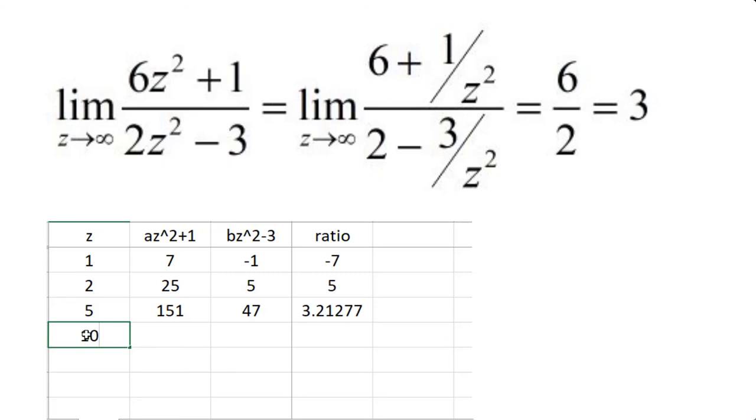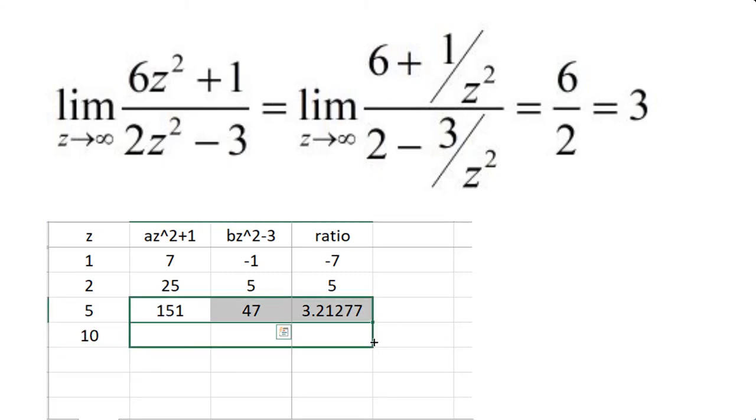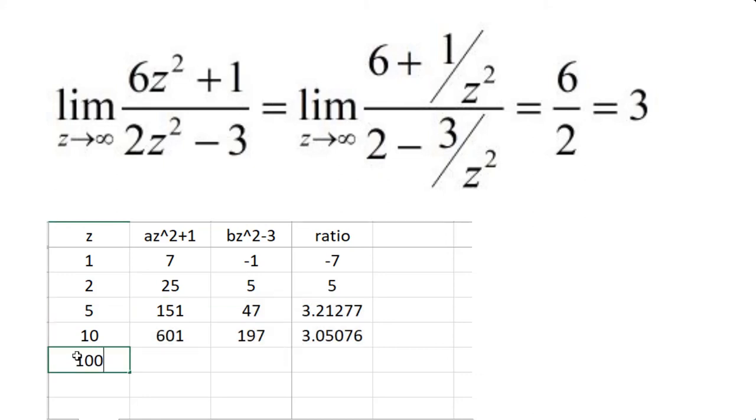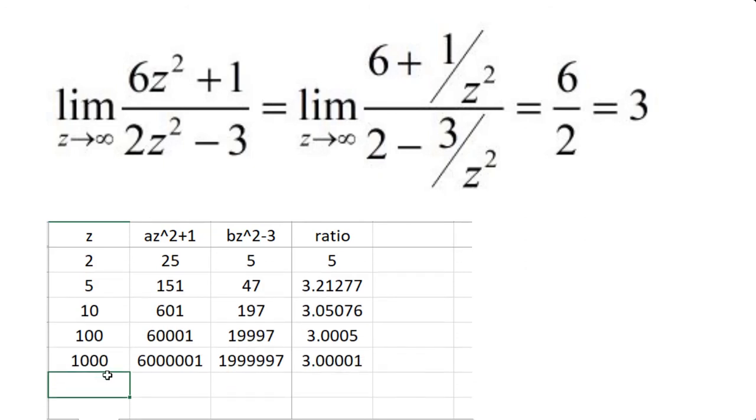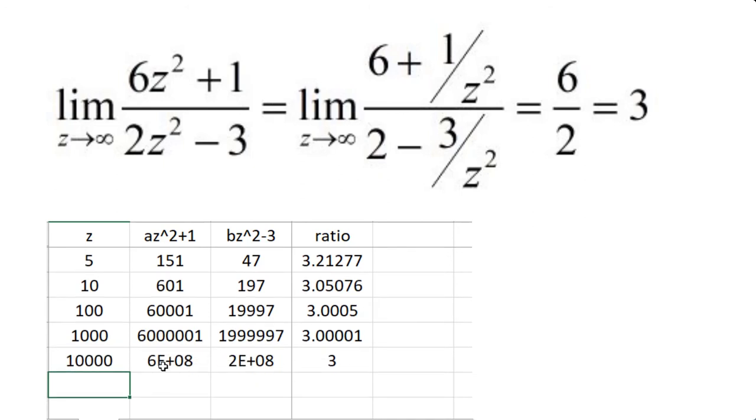Z equals 10, 3.05. Well, we do seem to be approaching 3. z equals 100, 3.0005. 1,000, 3.00001. If we try 10,000, well, we can see our numerator and denominator, 6 times 10 to the 8, 2 times 10 to the 8, the ratio is equal to 3.